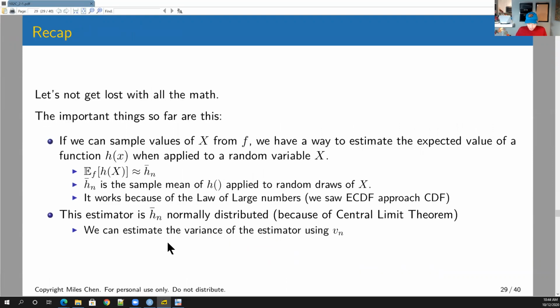Okay, so there's a whole lot of stuff here, but I don't want you guys to get lost. So this is just the important things so far. The important things that we've covered today is that if we can sample values of x from f, we have a way to estimate the expected value of this function, right? So we can estimate this expected value using our Monte Carlo estimator, all right? And this is just the sample mean of h applied to x. And it works because of the law of large numbers. And this estimator is normally distributed, and we are able to estimate the variance, okay? So that's all we're saying.